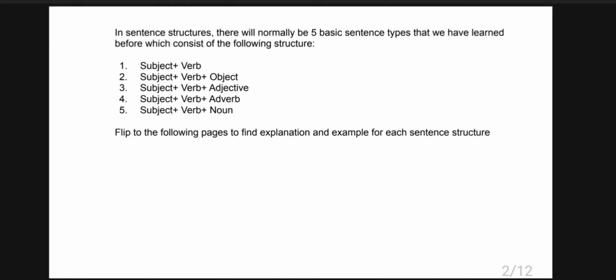So there you go. Two examples of sentence structure today. Number one, subject plus verb. And number two, subject plus verb plus object. The rest of these, number 3, 4, and 5, I will do it in another part, probably tomorrow, inshallah.